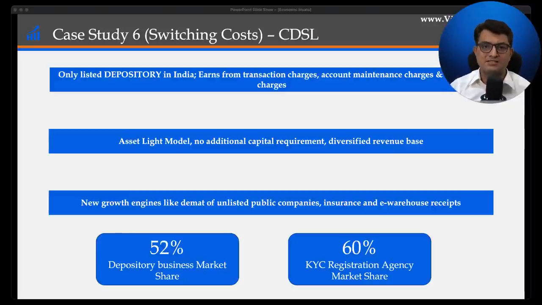And the new growth engines for these companies are that a lot of unlisted companies are coming into the sphere. And you also have insurance, which is getting dematerialized. And you also have e-warehouse receipts and a lot of things which are emerging in this area. Okay, so they have 52% depository business market share and 60% market share in the KYC registration process. Okay, so that is CDSL for you.